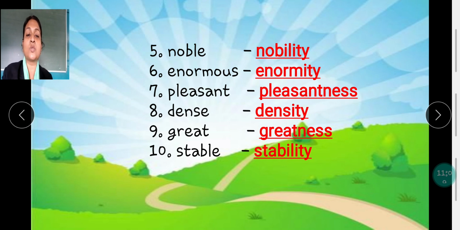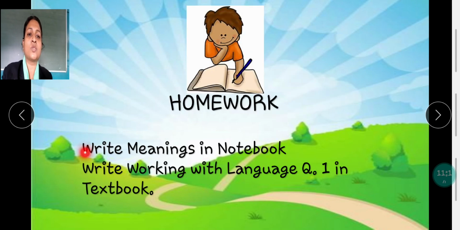Now these are the words which we have converted into nouns. So homework for today is write meanings in notebook. Do read the chapter. Write working with language question number 1 in textbook itself.